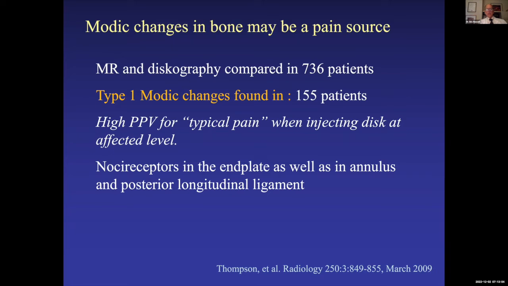So they found a high positive predictive value for typical pain when injecting a disc at the affected levels, and the pain generated in that event was felt to be due to nociceptive nerves in the end plates as well as in the annulus and the posterior longitudinal ligament. So the end plate and the disc may generate pain without any nerve root compression.